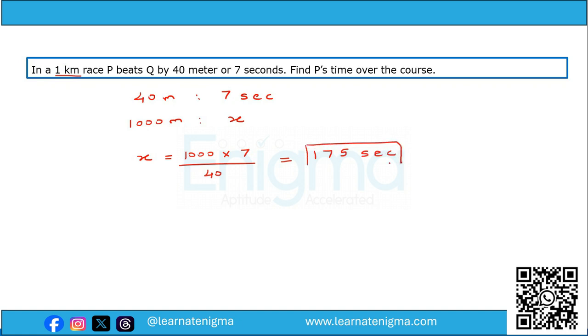Now P is winning the race. That means P will require 7 seconds less than Q. So P's time will be 175 minus 7, that is 168 seconds. Or if we convert it to minutes, it will become 2 minutes and 48 seconds.